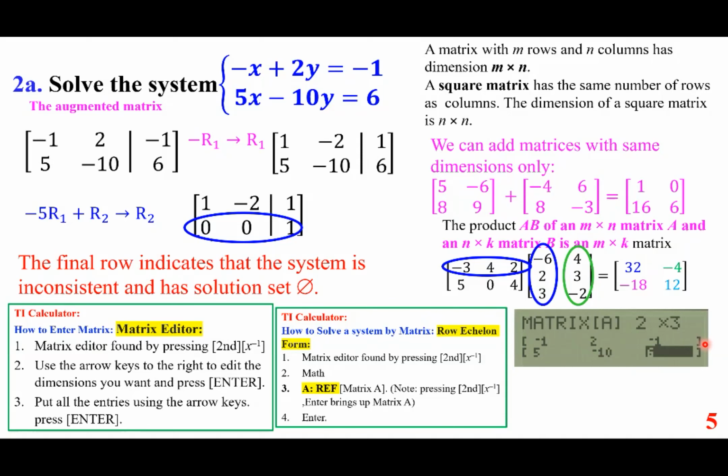Then you say REF, row echelon form, and then you put the matrix, and it gives you that, and that's exactly what we got here. And it is different because it doesn't have to be done in the same order. What matters is that this is the same here, and it gives you the result.